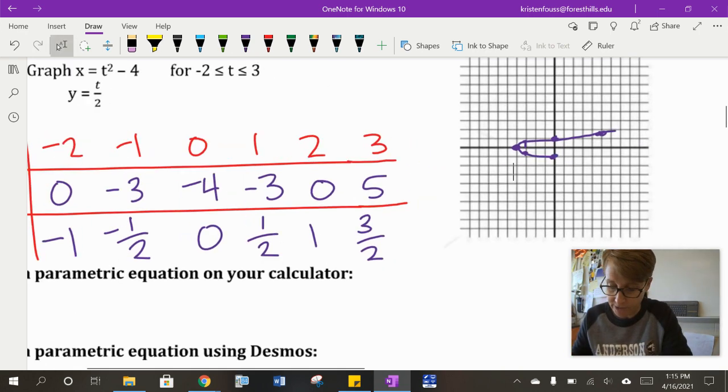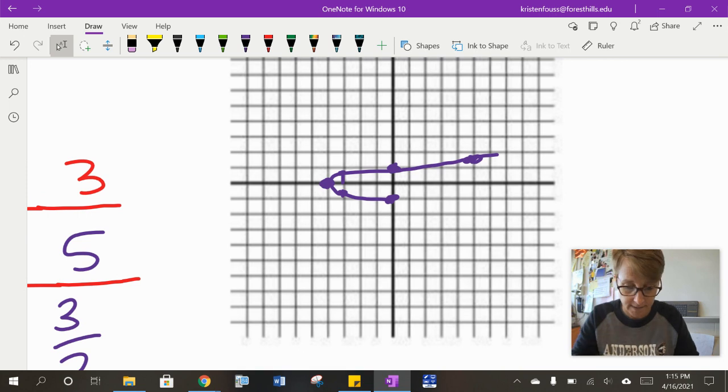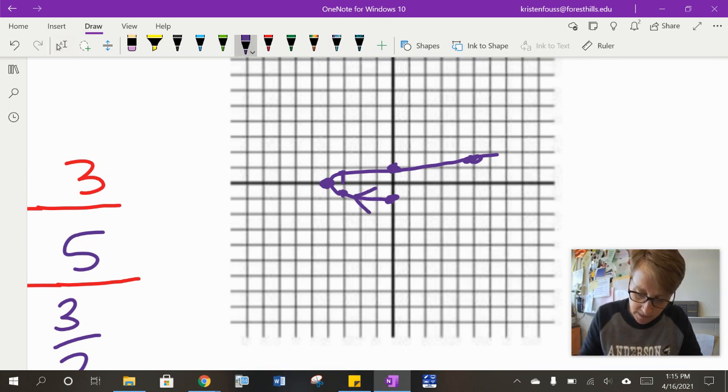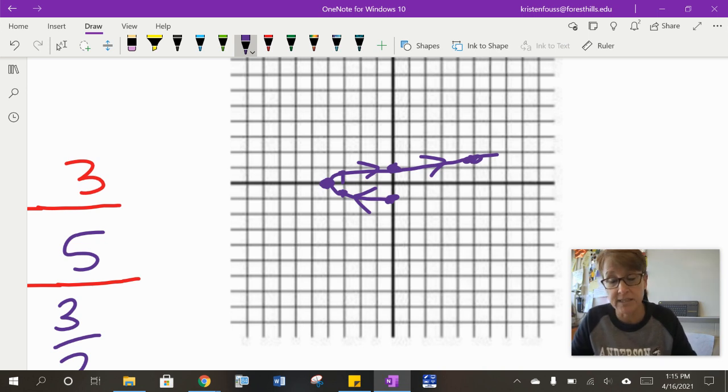I'm actually going to zoom in. I probably should have done this. Oh, look how much nicer that is. So I'm going to go ahead and put some arrows on here. So just showing the direction that I plotted these points, I can see how t has changed, where it started, and then which direction the graph went as I plotted my values of t.